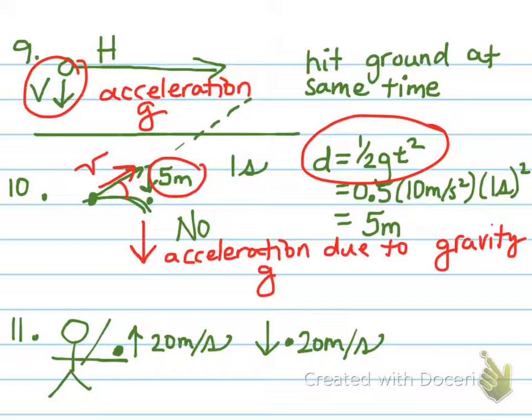The difference is, because velocity is a vector quantity, when we throw it it has a positive 20 meters per second because it's upward, and when it's coming back down, it has a negative 20 meters per second because it's coming downward. But it's going to be 20 meters per second.